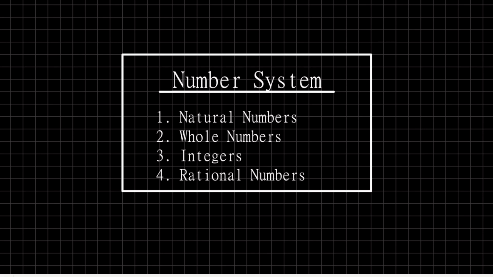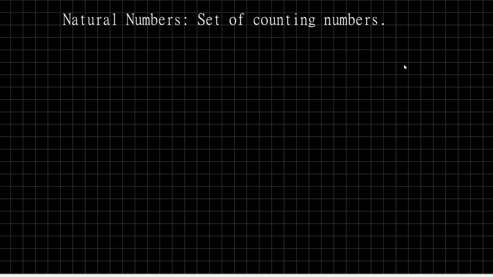Let's start with natural numbers. Natural numbers are the set of counting numbers. We represent these numbers with capital letter N, and we have 1, 2, 3, 4 and so on up to infinity. So these numbers are infinite in number.